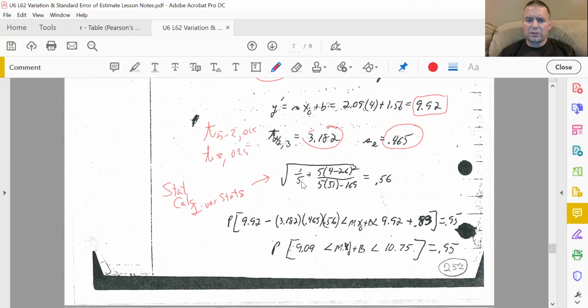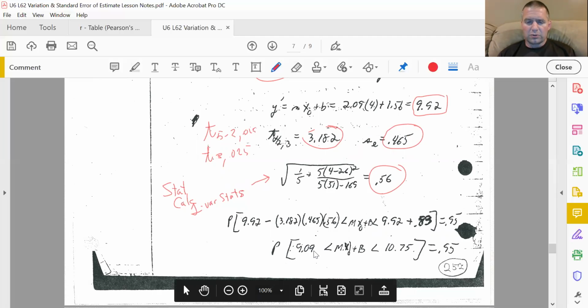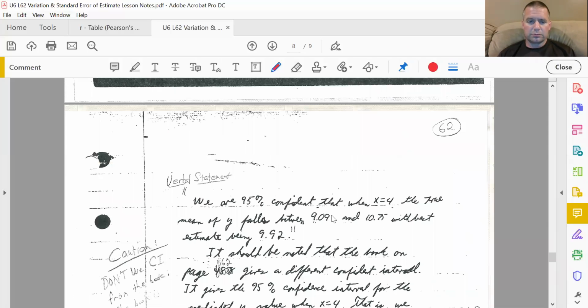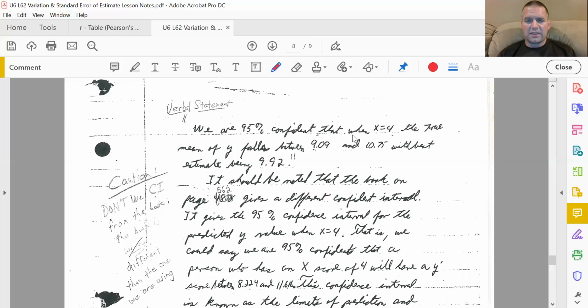So all the pieces of the square root portion can be found using stat, calc, 1-var stats, and you get 0.56. Once you get that 0.56, all you do now is you plug it all in, the 9.92 plus or minus the t-score times the standard error times the square root piece, and you get an interval that goes from 9.09 to 10.75. Last but not least, a verbal. We are 95% confident that when x equals 4, the true mean of y falls between 9.09 and 10.75 with a best point estimate of 9.92.